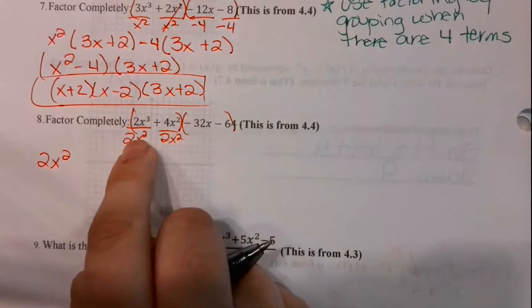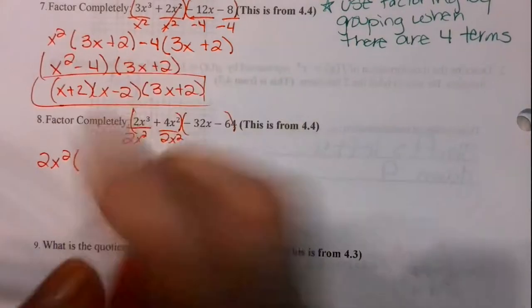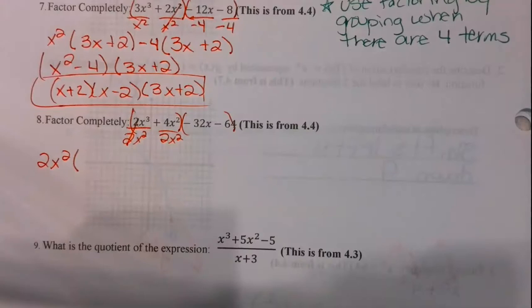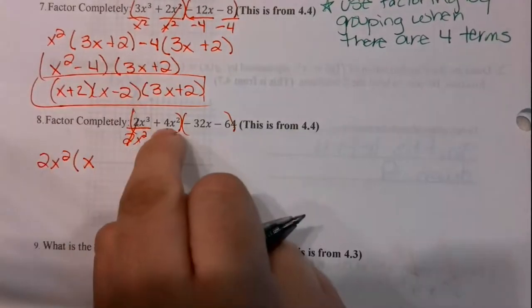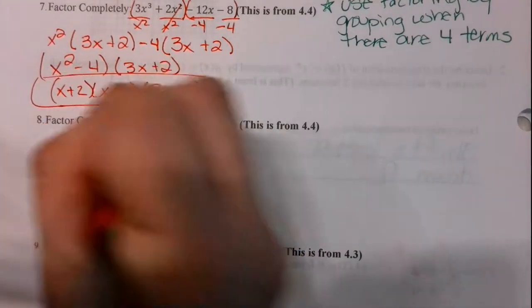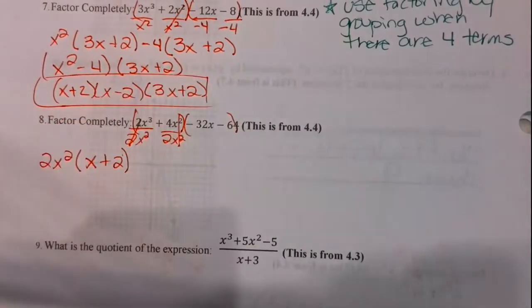2x cubed divided by 2x squared: the 2's cancel out. And then I subtract my exponents on the x's. So 3 minus 2 is just 1. 4 divided by 2 is 2. And then my x squareds cancel out.